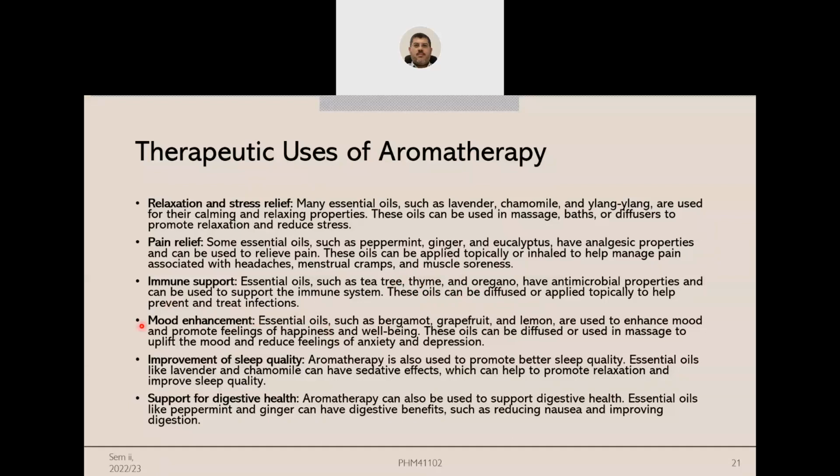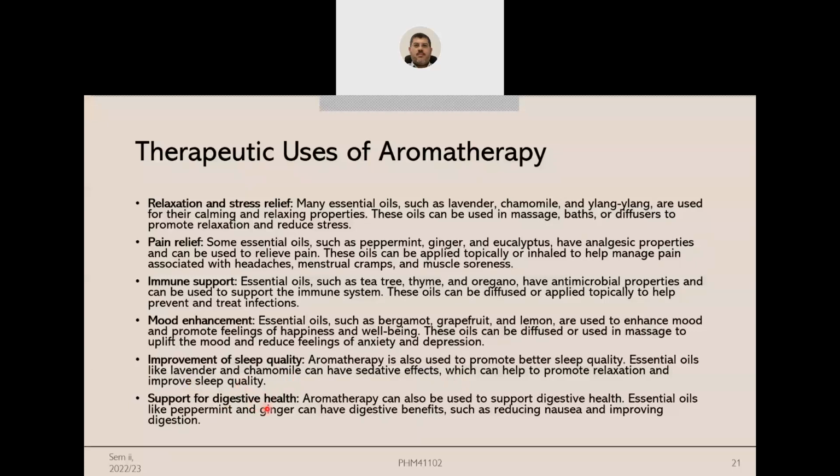Some oils can be used for mood enhancement, like bergamot, grapefruit, and lemon. They are used to enhance mood and promote feelings of happiness and well-being. They can be diffused or used as massage to uplift the mood and reduce feelings of anxiety and depression. Some oils can be used for improvement of sleep quality, like lavender and chamomile. They have sedative effects, so they can help to promote relaxation and improve sleep quality.